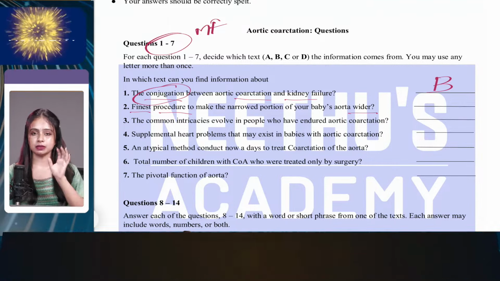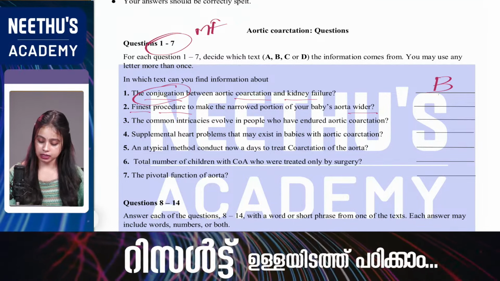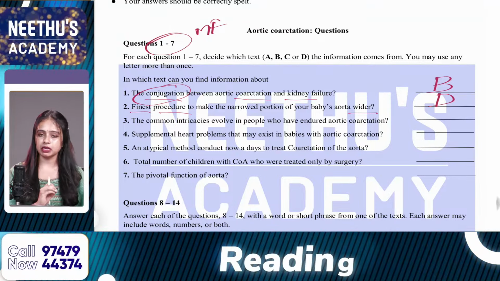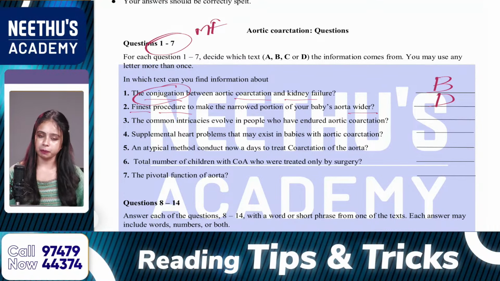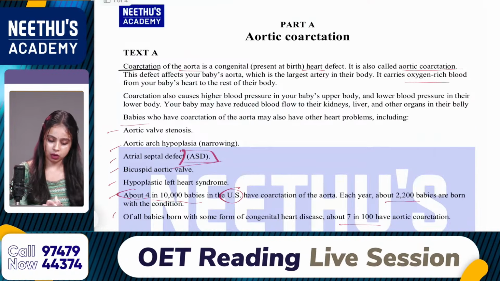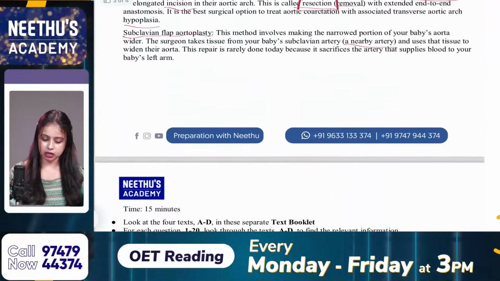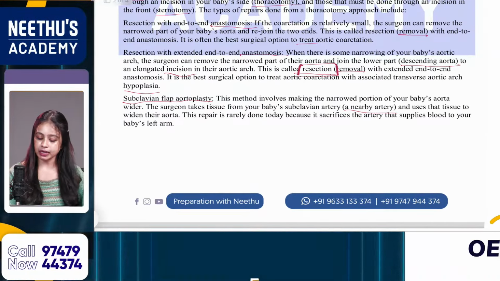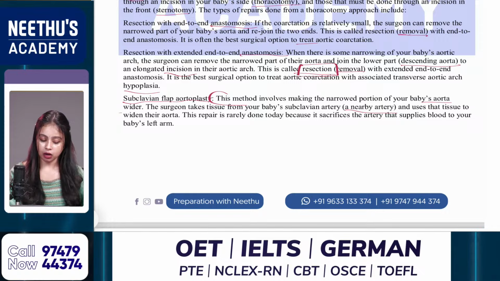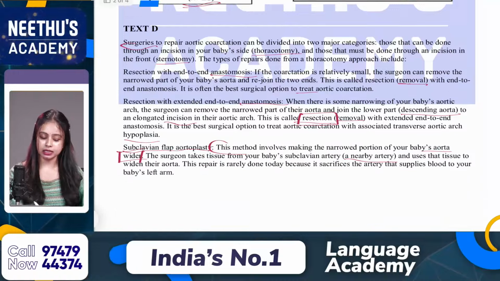Yes, Anu, Elias, it is D, from text D. So my answer is text D. Yes. And where is it mentioned in text D? This is the best procedure or this is the good procedure or method to make the narrowed portion of your baby's aorta wider. Okay. As you can see here in the last paragraph, see the first line: this method involves making the narrowed portion of your baby's aorta wider. And this is the correct answer. Okay. So that is from text D.